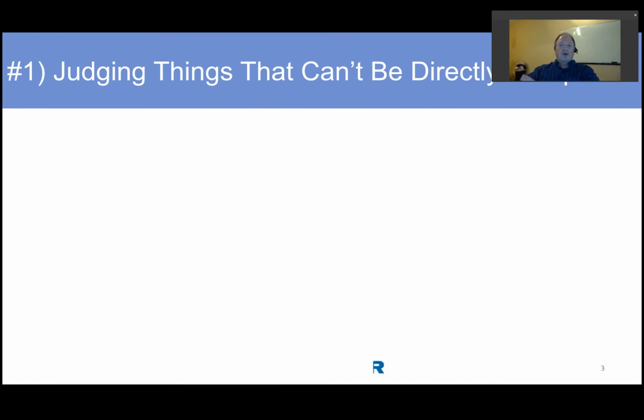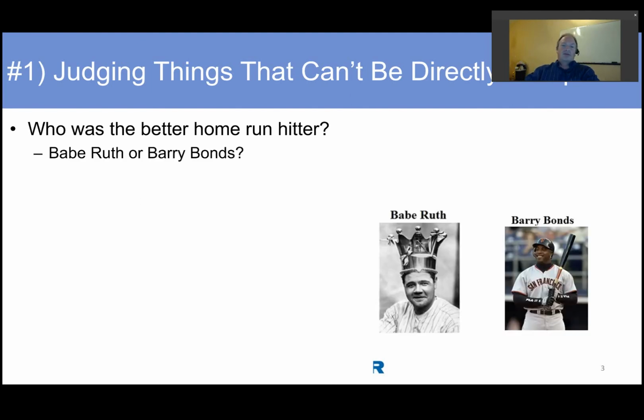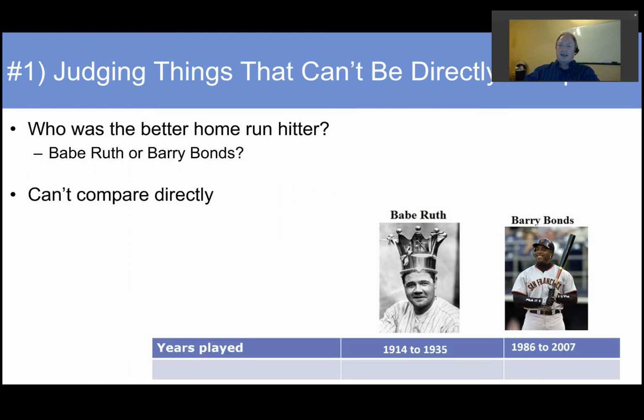So the first thing I want to look at is this problem we talked about before, and that is comparing two things or making a decision between two things that can't be directly compared. And so we're going to go back to this problem about who was the better home run hitter, Barry Bonds or Babe Ruth. Okay, both great baseball players, but we can't compare them directly because they played in totally different eras. So the way that we're going to compare them is we're going to ask which player was more dominant.